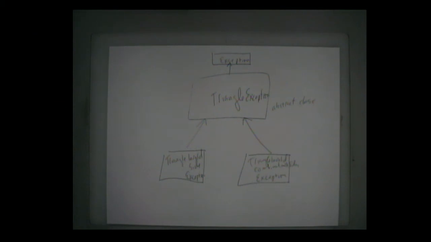Okay, so here's my triangle exception. I'm going to extend that. What did I call it? Triangle invalid side exception extends triangle exception. Remember, I don't inherit a constructor, so I'm going to have to copy this constructor over.